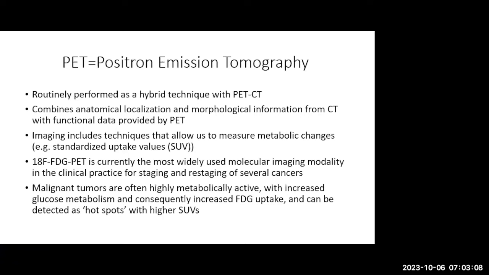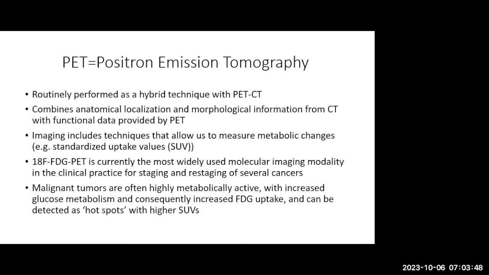I'm going to start, as I say, with the basics. So first of all, what is PET, right? That stands for positron emission tomography, which is an imaging modality routinely performed as a hybrid technique with both PET and CT. It combines basically the anatomical localization and morphological information from CT with functional data provided by the PET. And the imaging includes techniques that allow us also to quantify what we're looking at in terms of metabolic changes. This type of imaging technique is called metabolic imaging.